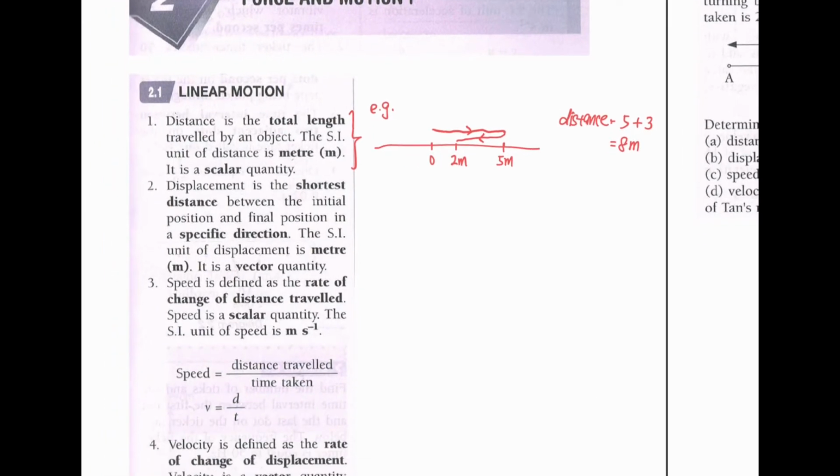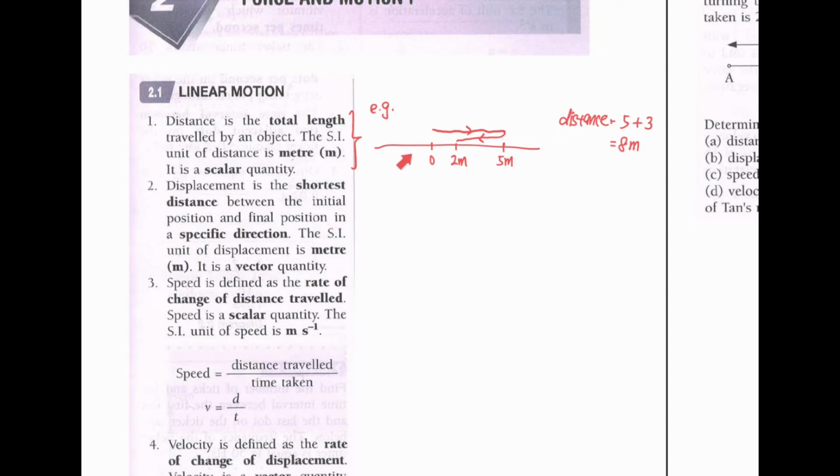Now let's see number 2, displacement. Displacement is the shortest distance between the initial position and final position in a specific direction. The SI unit of displacement is meter, m. It is a vector quantity.